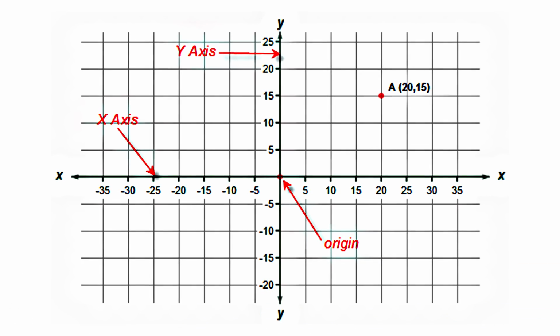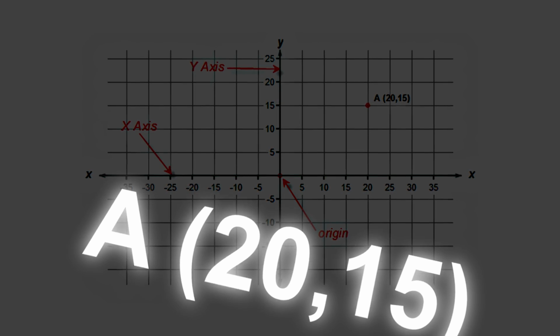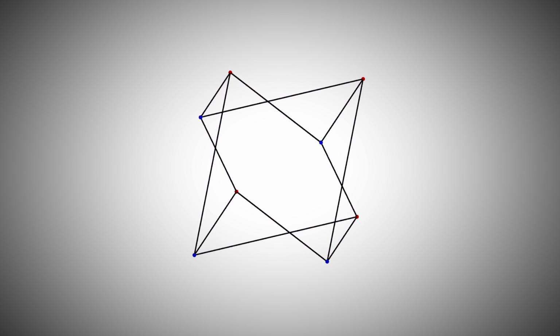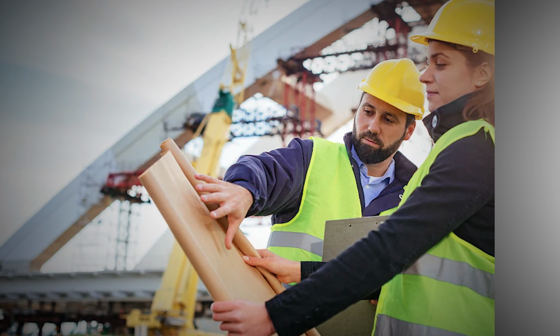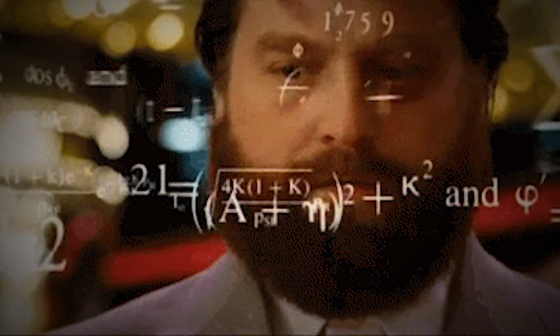Coordinate geometry, also known as analytical geometry, introduces the use of coordinates to represent points and equations to describe shapes, both 2D and 3D. Picture a team of engineers using coordinate geometry to design a suspension bridge, precisely calculating the positions of support structures and ensuring the bridge's stability and safety.